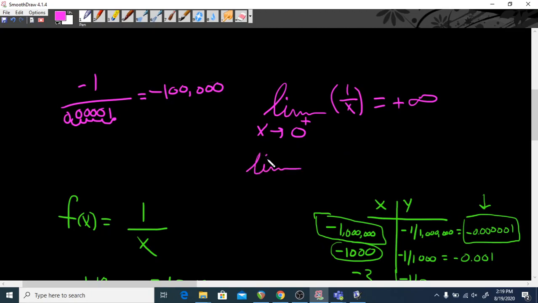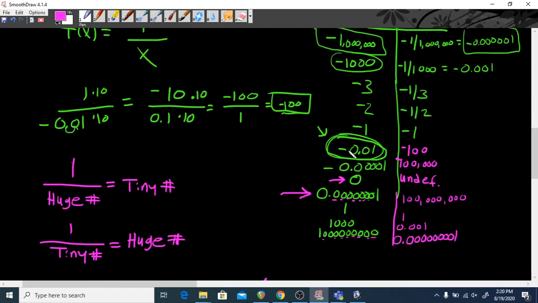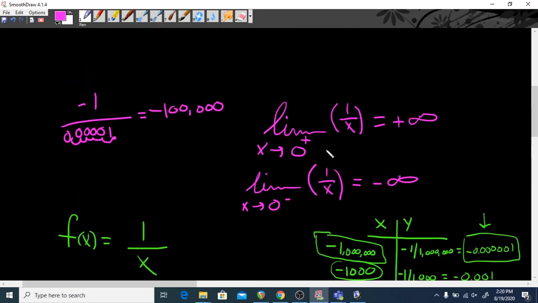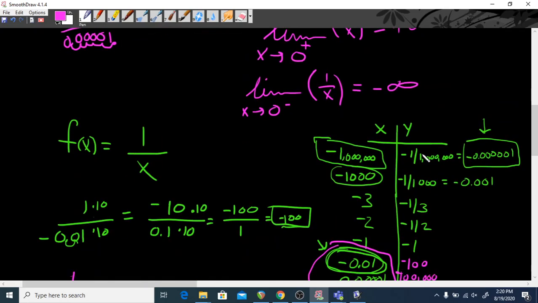Likewise, we have the limit as x approaches 0 from the left. And that is what these guys are all about, right? We're getting closer and closer and closer to 0, but from the negative side, yeah? And we see what's happening here. The number gets larger, larger, larger, but with a negative sign. So this, as we continue to add more zeros when we're dividing, is going to give us negative infinity. Okay? And we can also see that if we divide by a large number, we're going to get smaller.